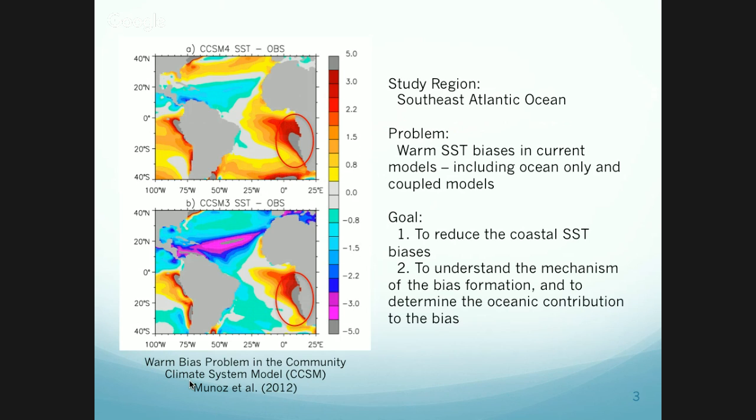It looks like the situation is bad in the Southeast Pacific also. Yeah, this kind of bias is everywhere. It's both in the Southeast Pacific and in the Southeast Atlantic, but what we think is that they are caused by different mechanisms. Just for our topic, we mainly consider the Southeast Atlantic region.